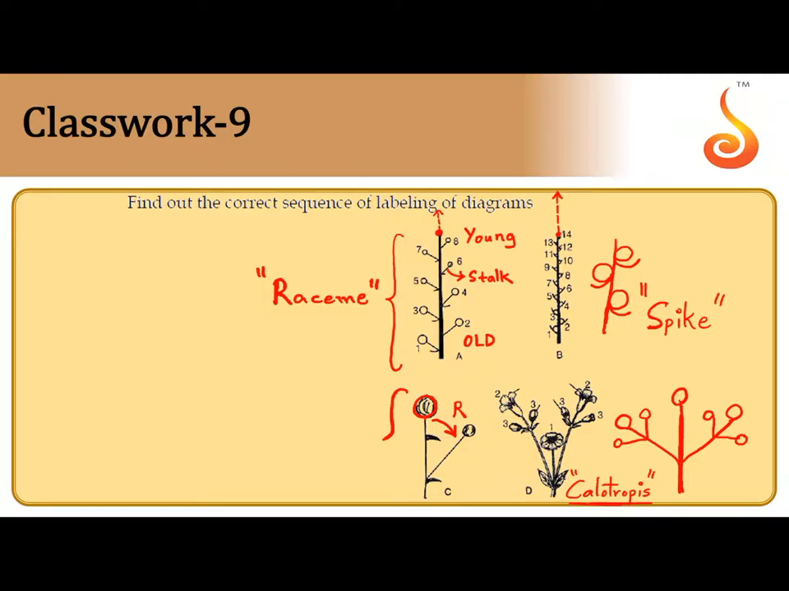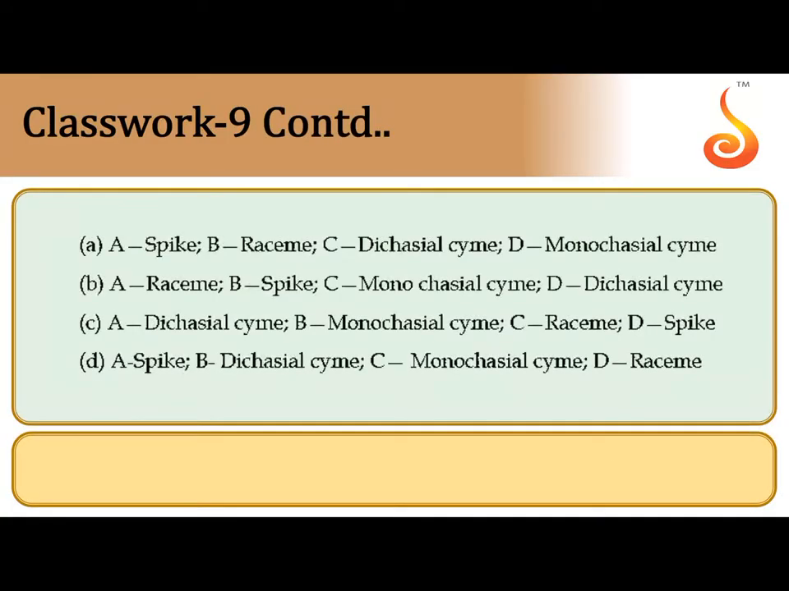And unichasial, monochasial or uniparous, we saw it: if it is branching on the same side, it is helicoid. If it branches on alternate sides, then it is called scorpioid. So the correct answer to this question would be: the first is racemose inflorescence, the second one is spike, the third one is uniparous or monochasial, and the fourth one is a compound dichasial cyme, or a polychasial it should be actually. This should be polychasial because each branch is further exhibiting a dichasial branch in it. So the correct answer would be option B.